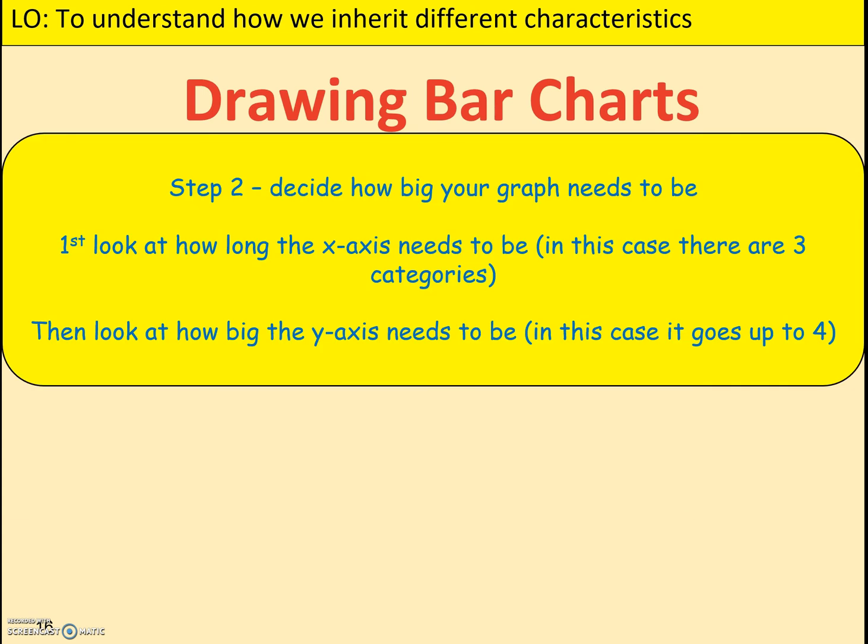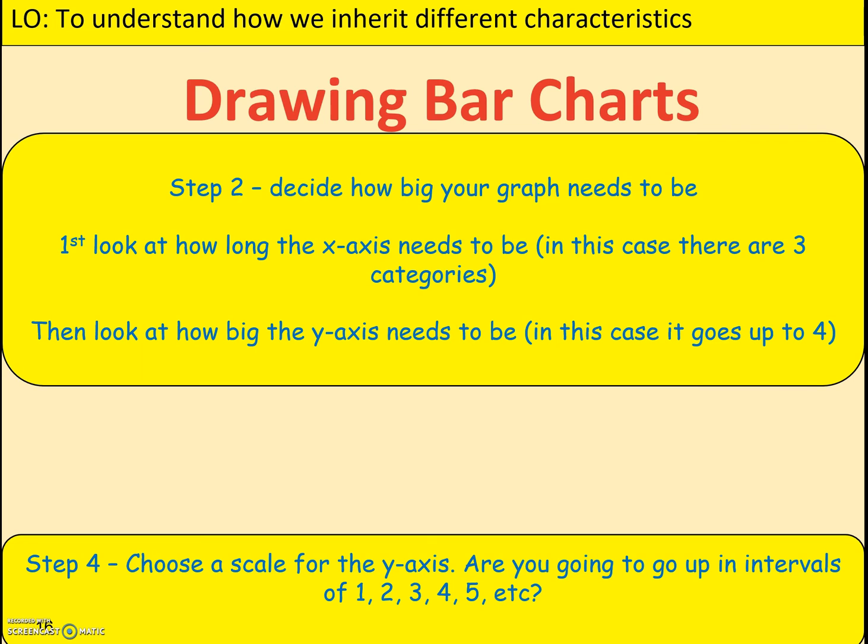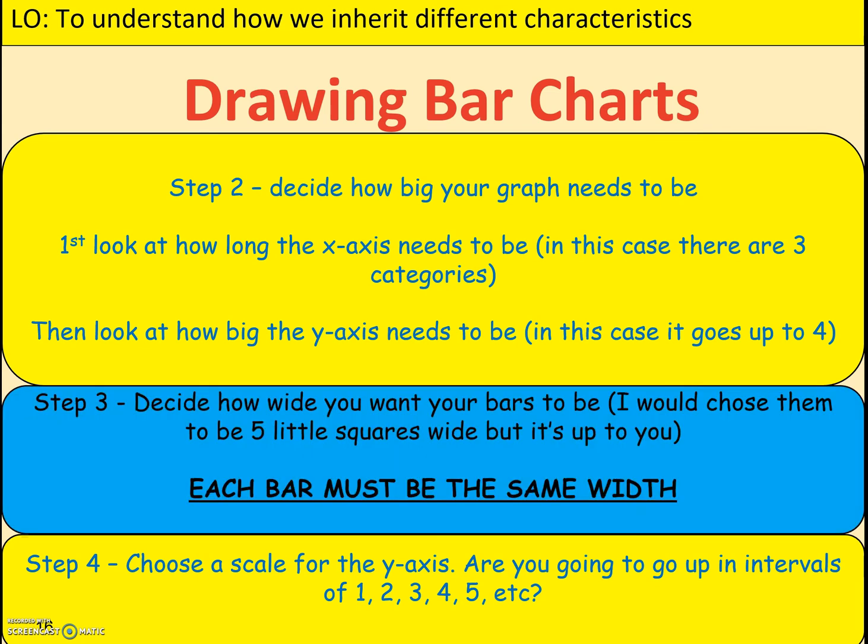So step 2 is to decide how big your graph needs to be. First, look at how long the x-axis needs to be. In this case, there are 3 categories. Then look at how big the y-axis needs to be. In this case, it goes up to 4. So then you choose a scale for the y-axis. Are you going to go up in intervals of 1 or 2 or 3 or 4 or 5, etc.?